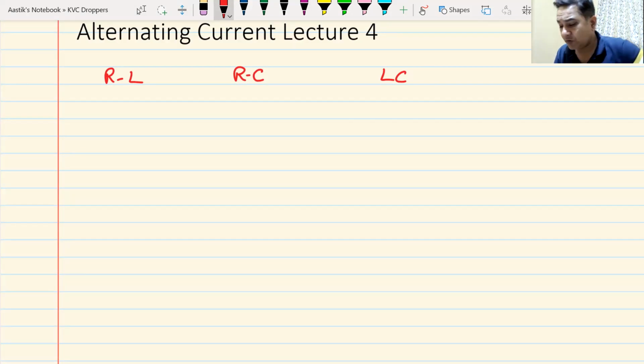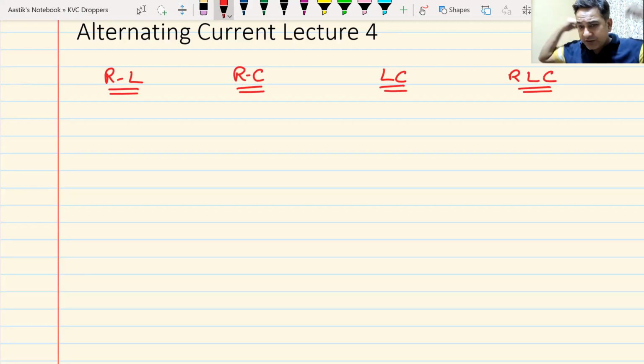Today, what we'll do is go on and do the LRC circuit, which is the combination of all three elements. But before going on to LRC, let us first go through what we were doing in the previous class.